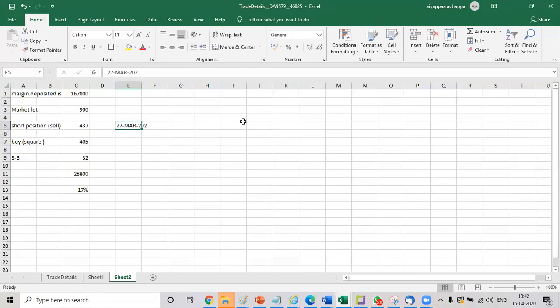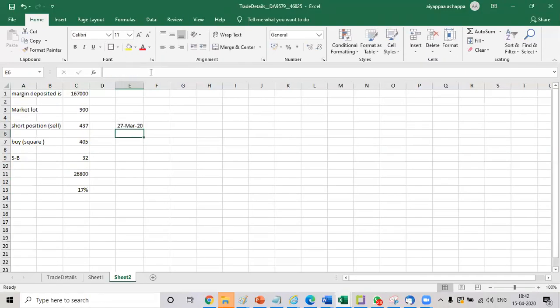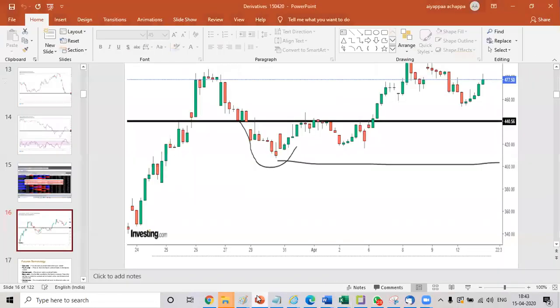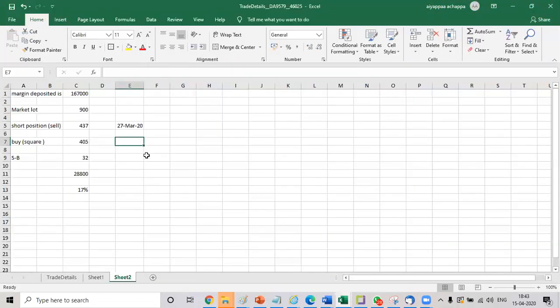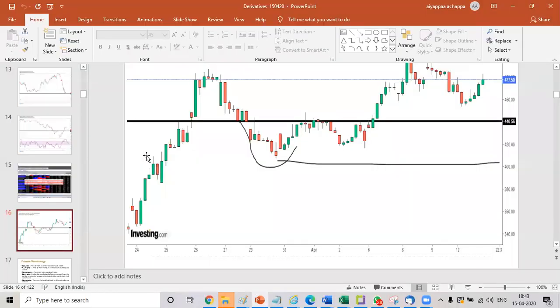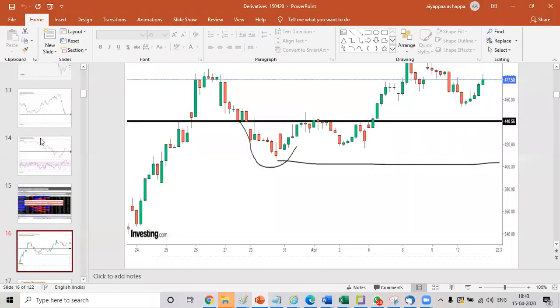That too you sold on 27th March 2020, and you buy back around, what date was this? You bought somewhere around 31st March 2020. So you make a profit of 28,000. You make 17% profit in these 3 days. So like this, you can take a short and a long position.